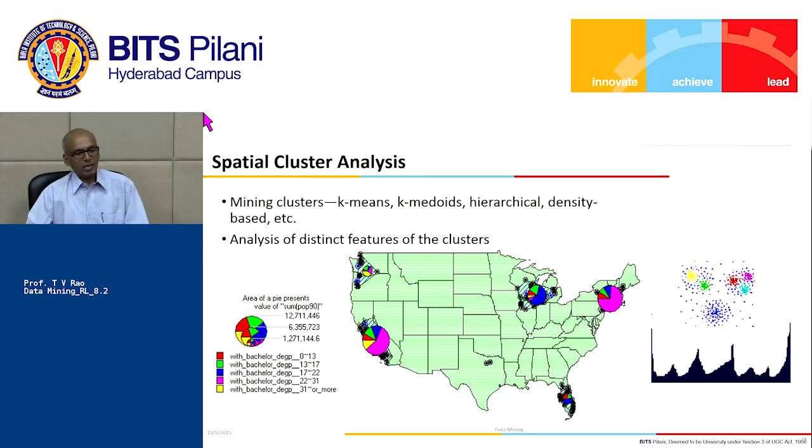And similarly, we can do spatial cluster analysis. We can use k-means, k-medoids, hierarchical and density-based clustering techniques. And when we do the clustering, we may be able to create the clusters as we are seeing here on the map, which represent the various characterizations as shown here.